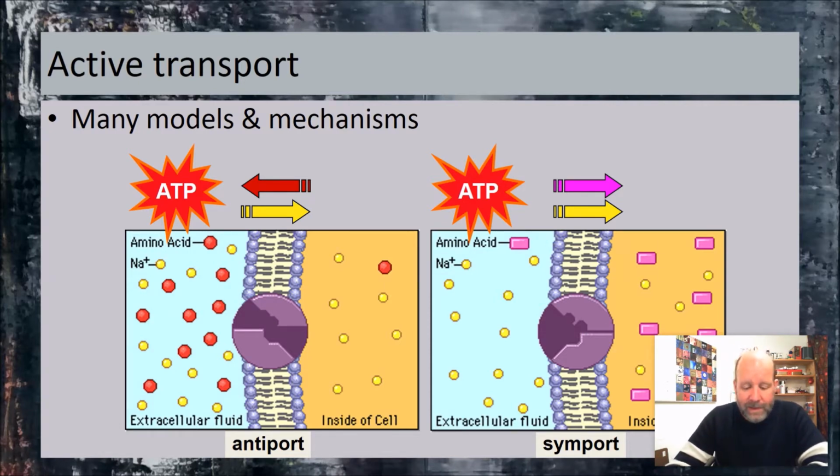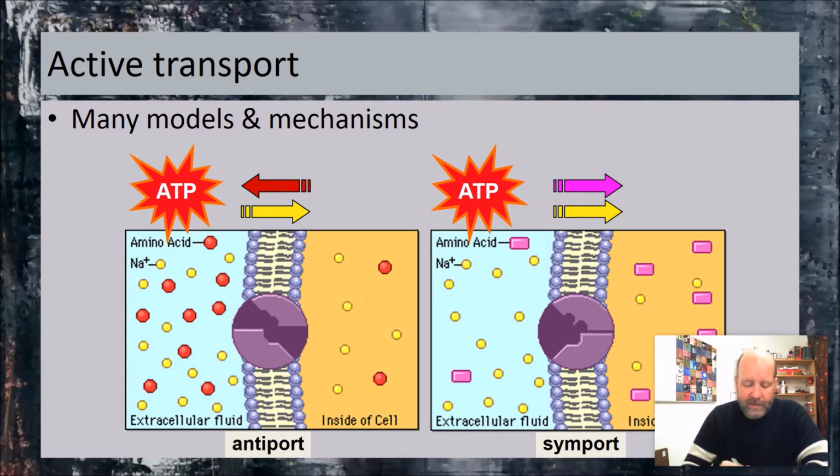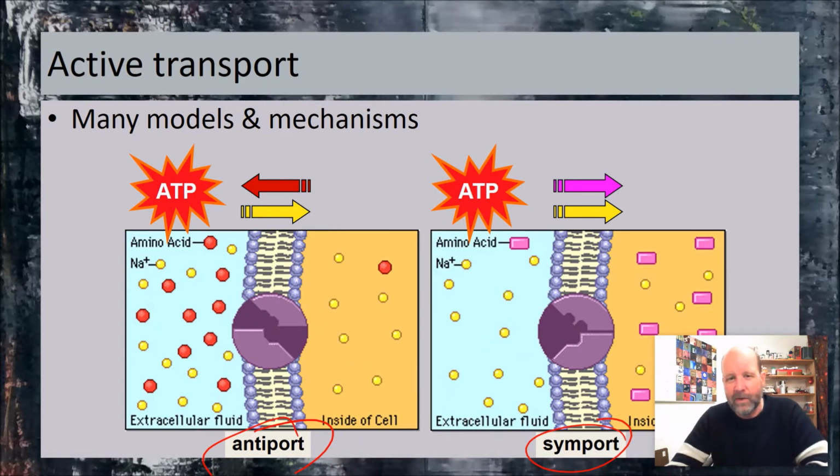It takes ATP. Couple of GIFs here. You can see a couple of different styles. These are antiports and symports. And that's just a matter of whether they move together or whether they move in opposite directions as these proteins change shape. They don't always do either one of these things. Sometimes they're just pumping one thing.